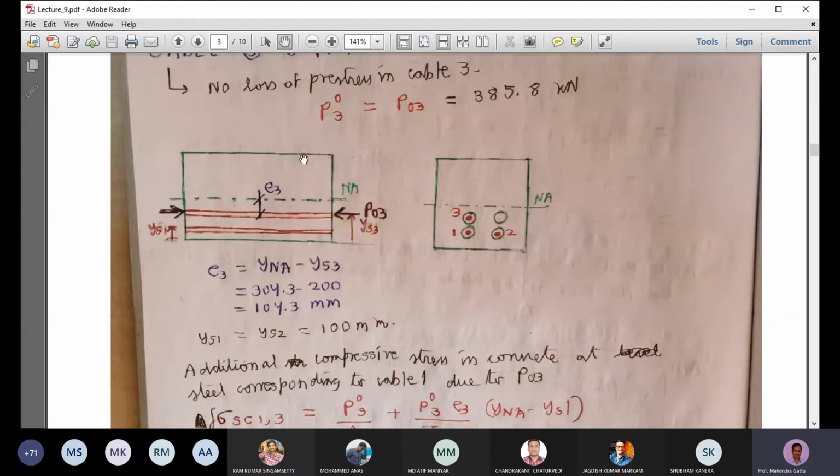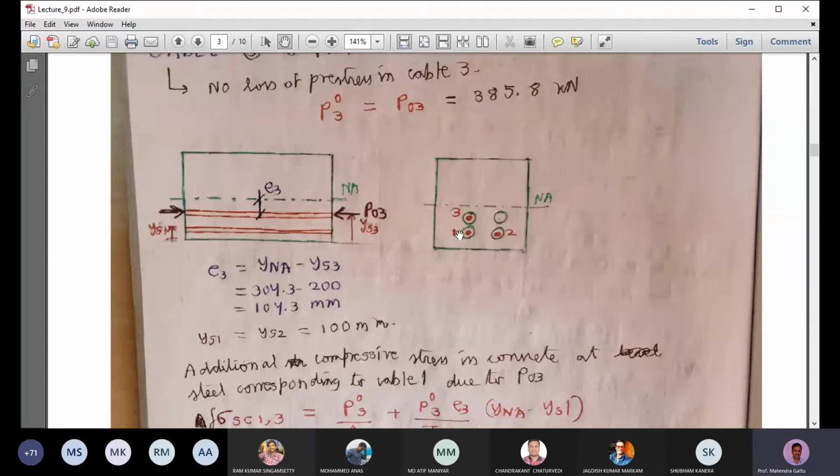So if you look at that beam, we have the neutral axis, we have this cable 3, and we have cable 1 and 2 located at YS1. If you look at that cross section, duct 1 and duct 2 are housing cable 1 and cable 2. And now in duct 3, we have put cable 3 and we are post tensioning it. So that post tension force is P03. The eccentricity of this cable is E3 with respect to the neutral axis. So this force will produce some compression along this cable.